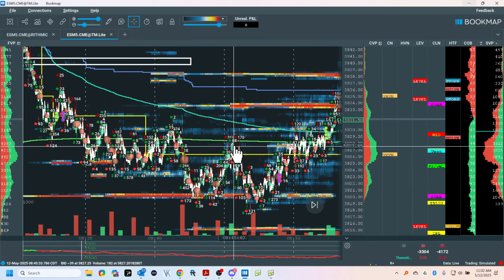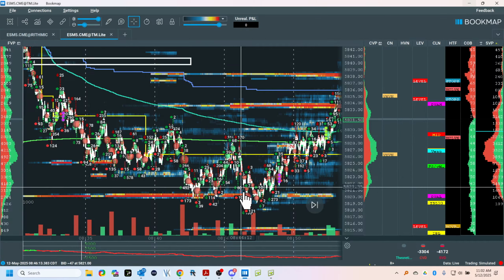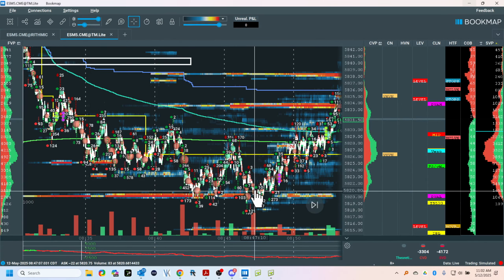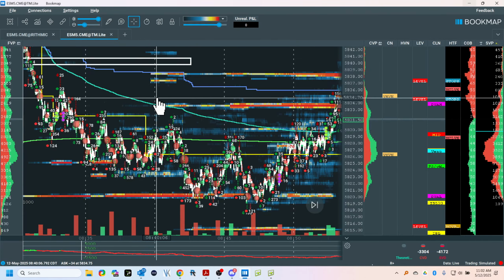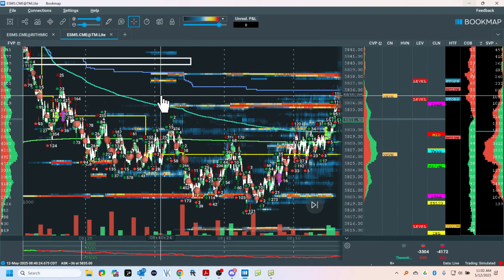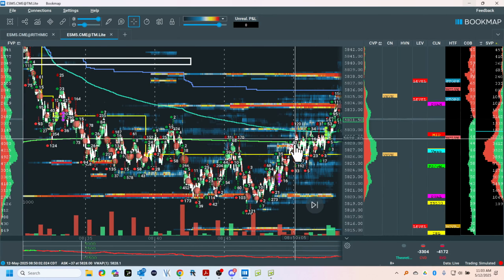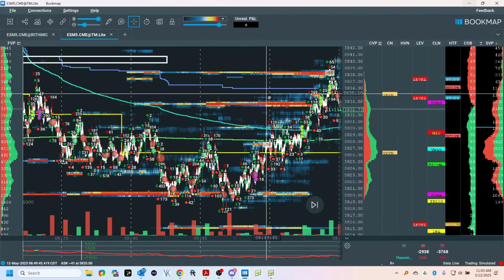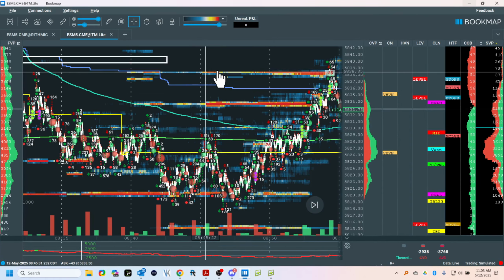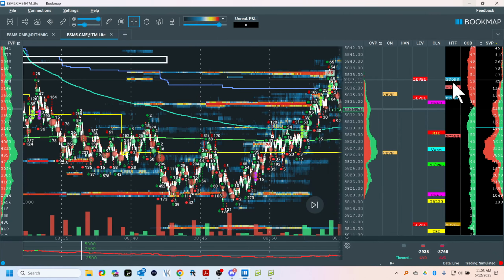Absorption, break high. Test, absorption. Come outside and squeeze. Now, for me, I don't want to join the leg that's getting squeezed. I want to use the squeeze to get positioned for the return here. It's called mean reversion. So let's look. Liquidity is sitting up here, outside edge. This is my first short.